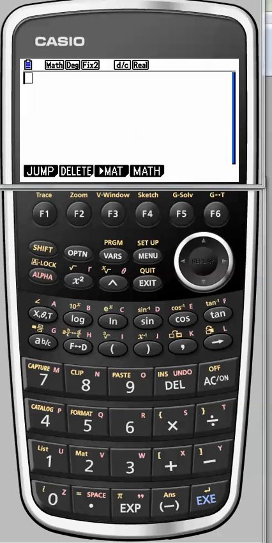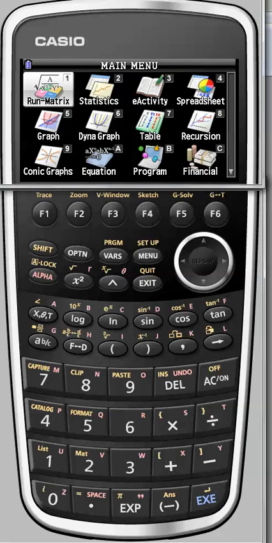This is the first of a series of videos I'm going to do for y'all. We're going to be taking a look at the Casio Prizm. It's a color grapher. It's a pretty fantastic tool. It's just going to take a little while to get used to.